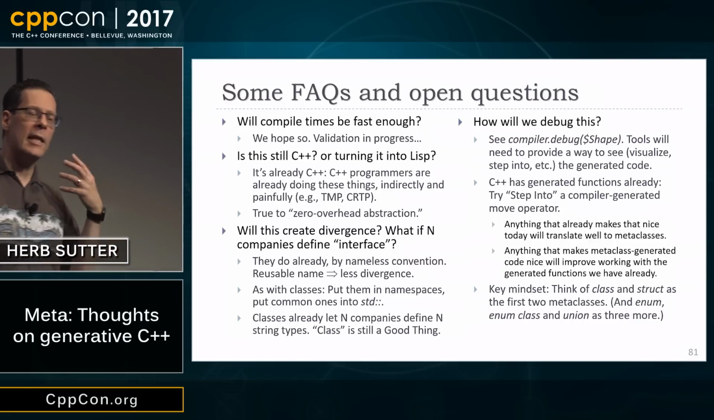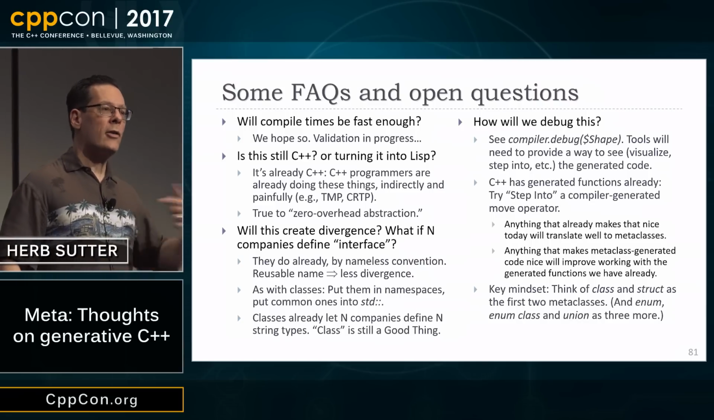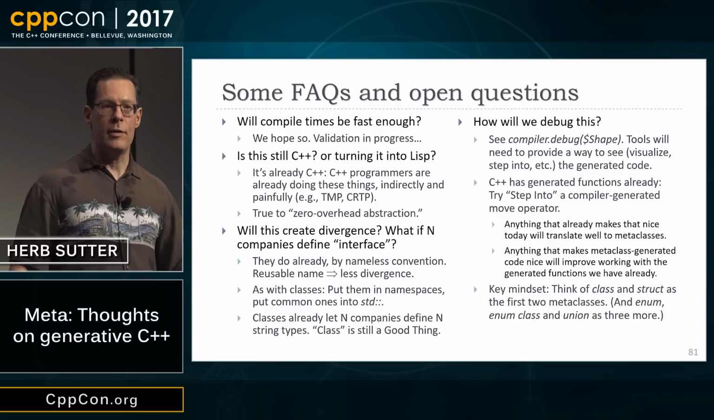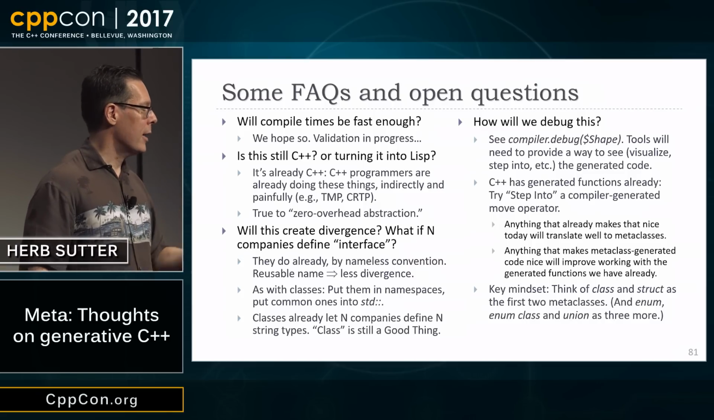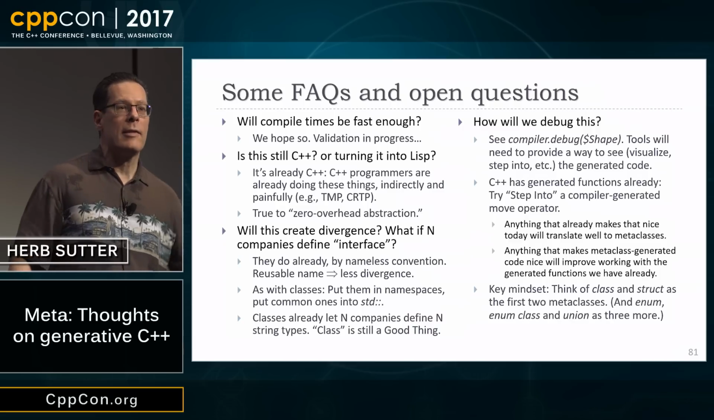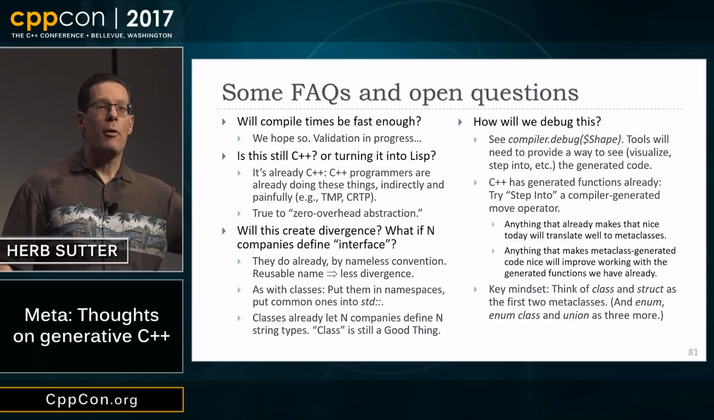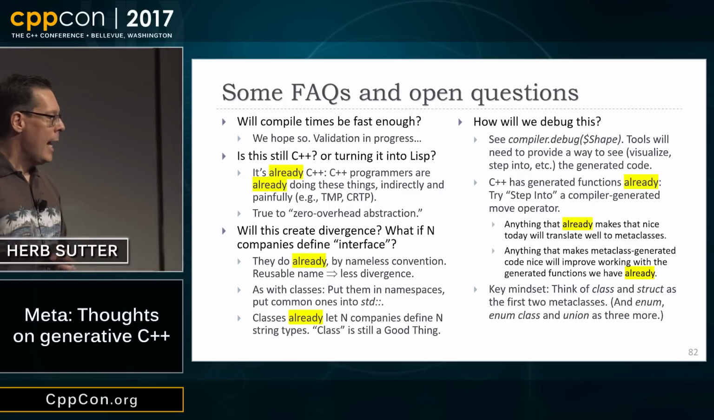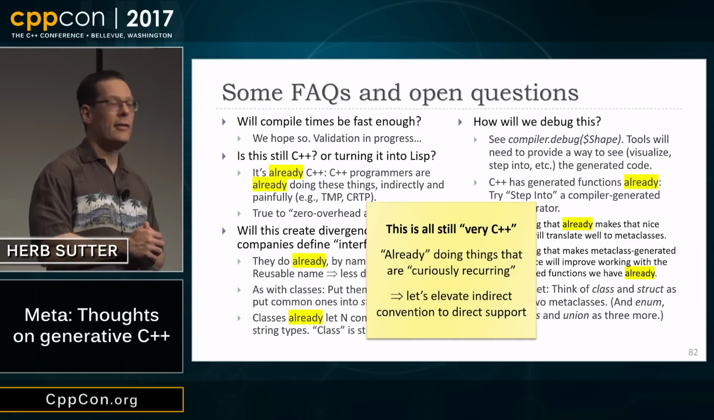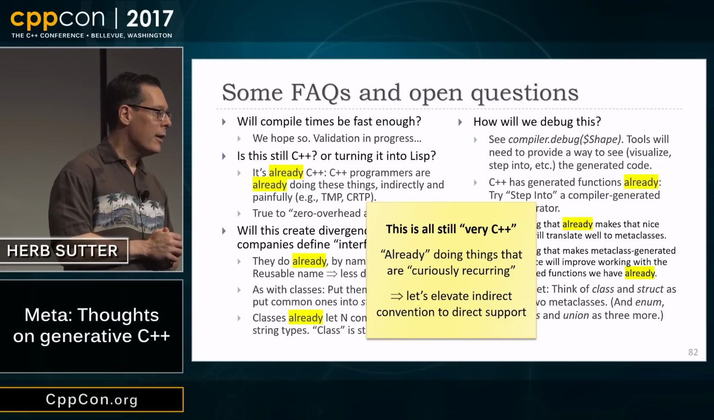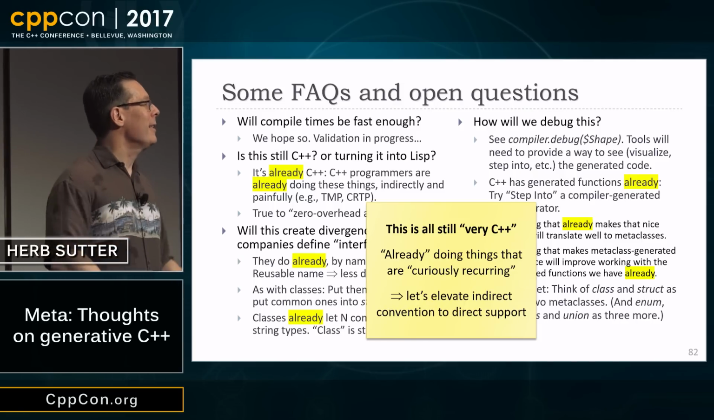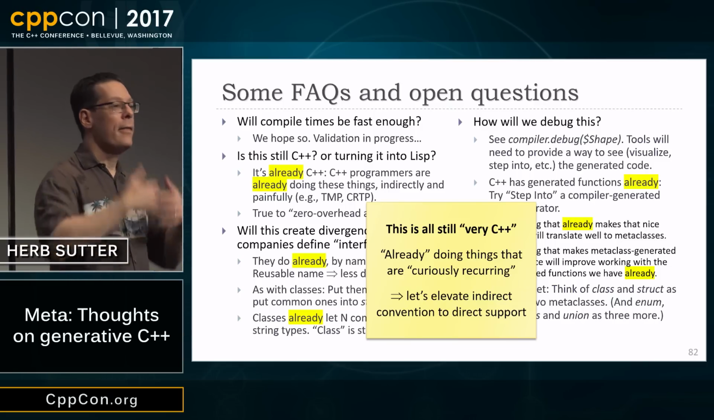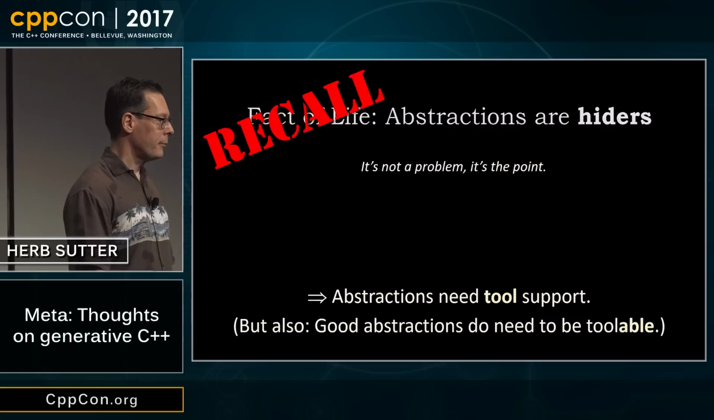And the way to think about this, a key mindset here, is just go back to always thinking, hey, the idea of metaclasses is the class and struct are the first two metaclasses, and enum and union the third and fourth. But they're just baked into the language. Could I write me some of those using compile time code, please? That's the idea. And notice the keyword already is all over that slide. It's still very C++ because we're already doing these things. They curiously recur. We should ask ourselves why, and then give something direct for it.